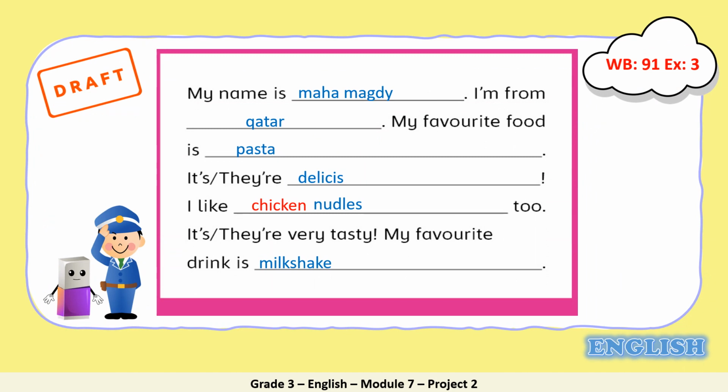We are almost done. Can you help me find the mistakes in my draft? In the first sentence, my name is Maha Majdi, I need to use capital letters with both names. In the next sentence, I'm from Qatar, I also need to use capital letter with Qatar because it's the name of a country. Now, when I opened my student's book, I found that I wrote 2 words with spelling mistakes.